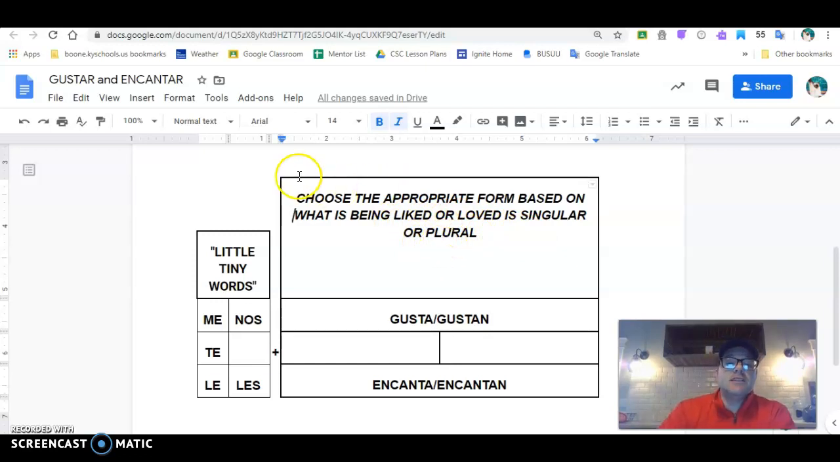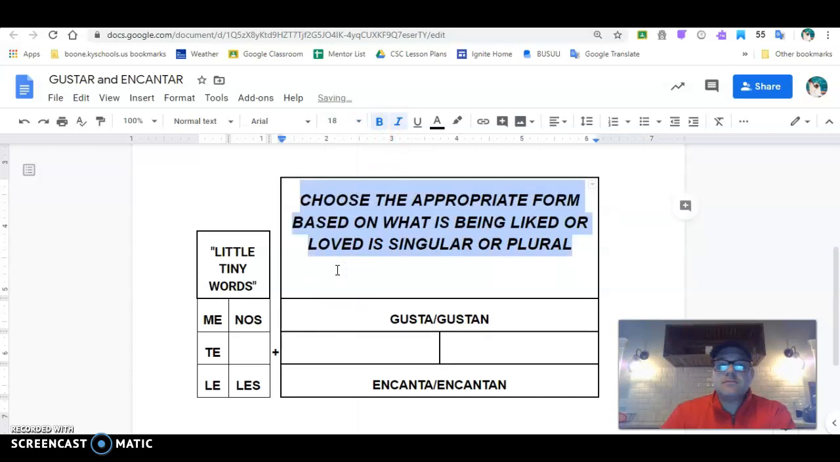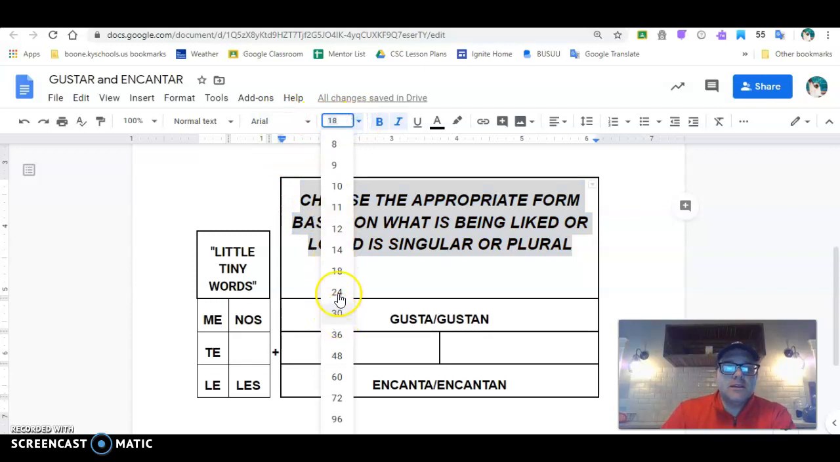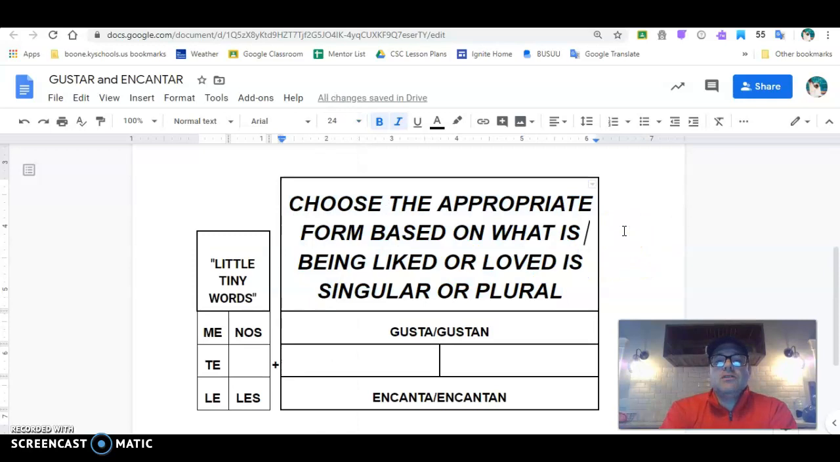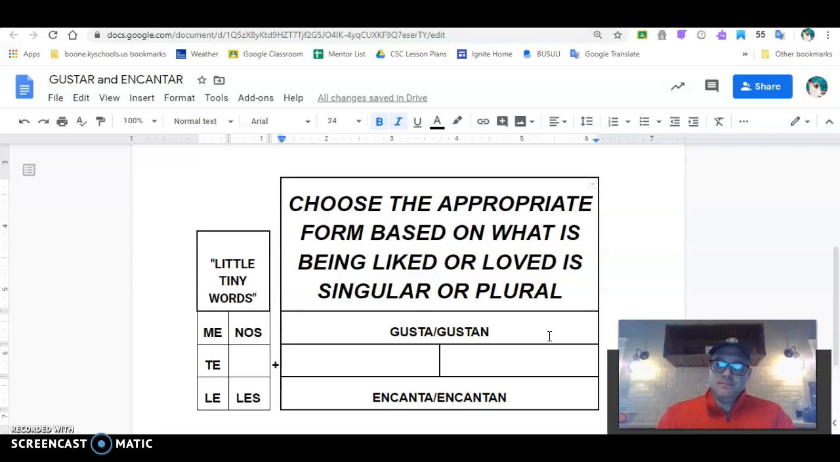So if I liked something, let me make this bigger. Let's play around with that. Okay, so if I was liking something like la bebida, I would say me gusta la bebida. La bebida is singular. But if I like the drinks, maybe there's a whole variety of drinks and I like them all, I would use gustan. I would say me gustan las bebidas. Bebidas is plural. There's an S at the end of it, and there's a definite article, las, in front of it. Then you would choose gustan.